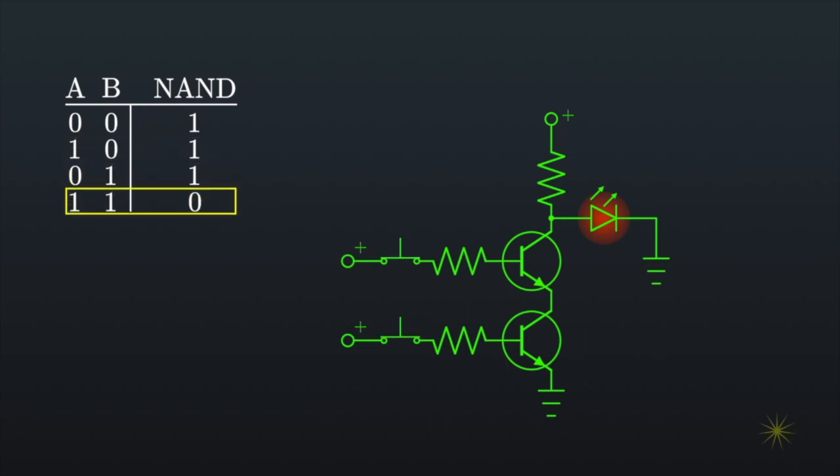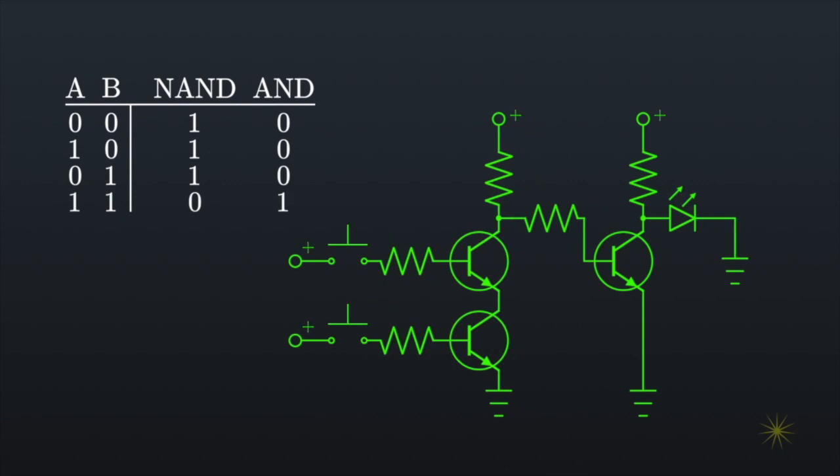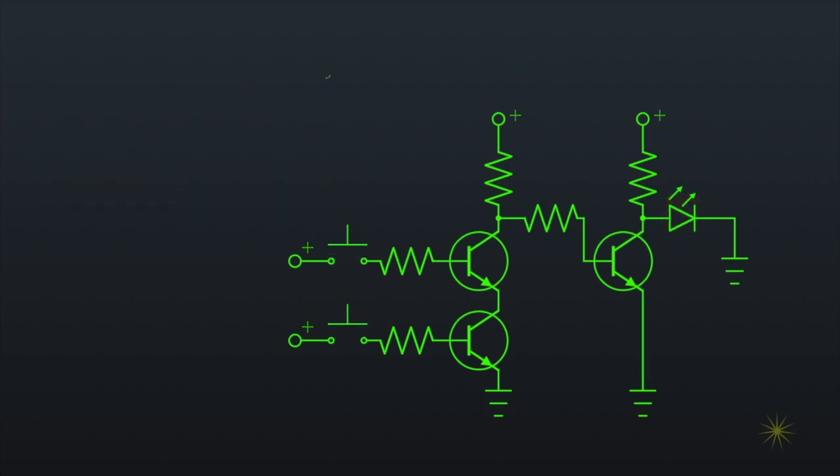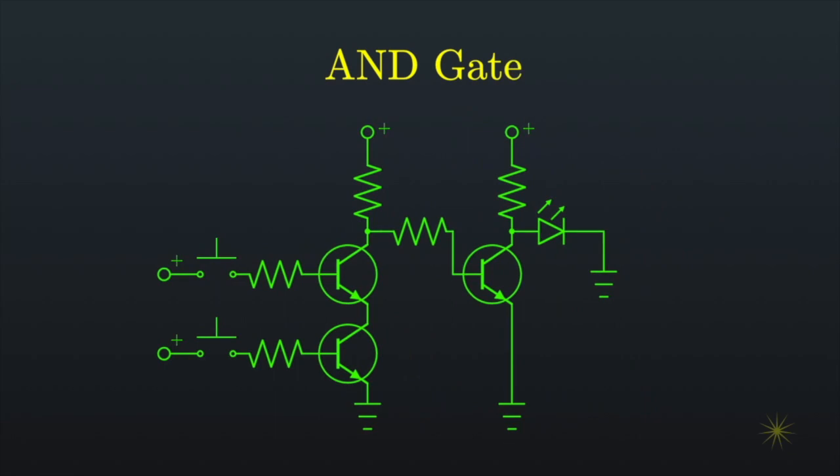Remember, that's short for not and. And we can follow it with a NOT circuit, which inverts the results. This will give us a working AND circuit that plays well with other circuits. Note that the output is on if switch A and switch B are on. This, then, is our final AND gate. This is the AND gate that we will use in future circuits.